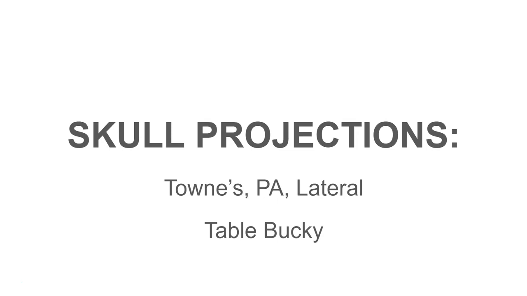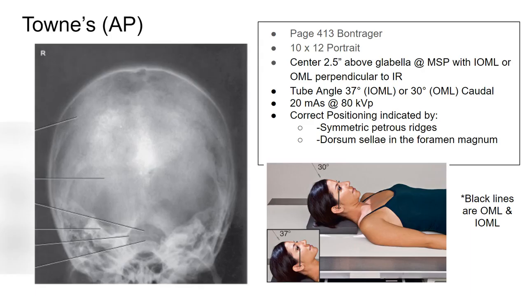Skull projections are not that common anymore. A lot of our work is going to CT. So we're going to learn the basics, kind of the most common ones that you do, and you should be all set. Now, we're going to do these on the table, recumbent. The PA and the lateral skull can be done upright, but we are going to assume that this patient is recumbent. Okay, let's talk about the Townes first.